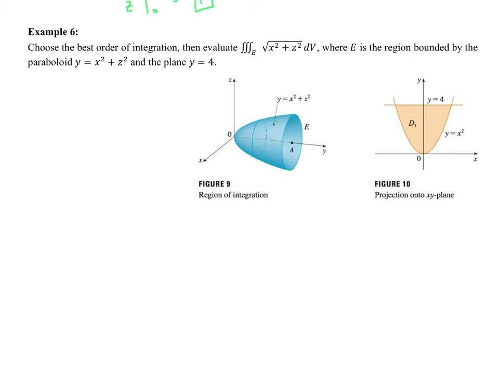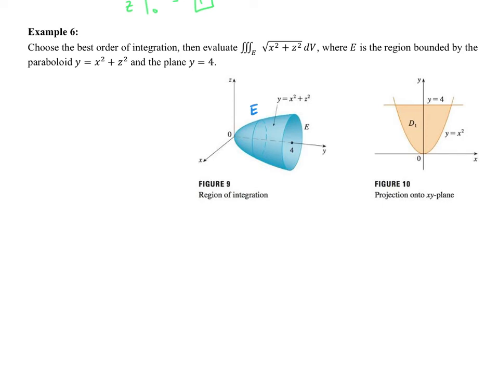Okay, so we have to choose the best order, and we have this triple integral over E. E is the region bounded by the paraboloid, so you can see the paraboloid right here, y equals x squared plus z squared, and the plane y equals 4. So remember, that's where it stops. Otherwise, this paraboloid would continue. So we stop it here at 4, and that's our region. You could label this E if you want. So this is the region E that we're integrating over.